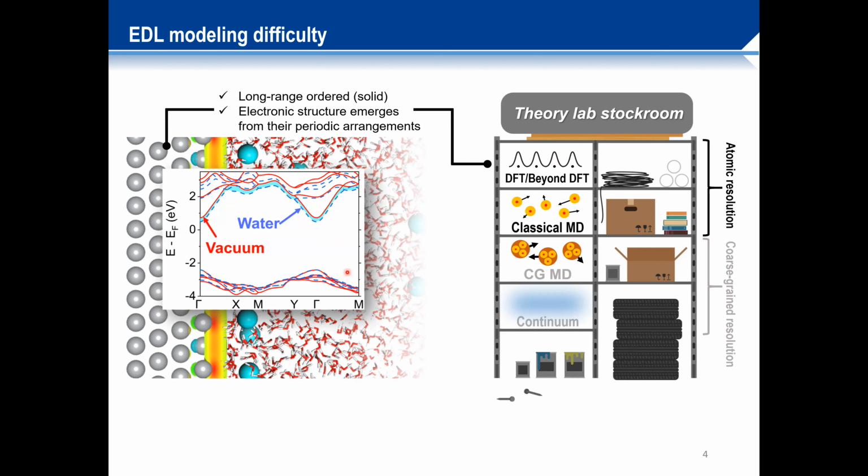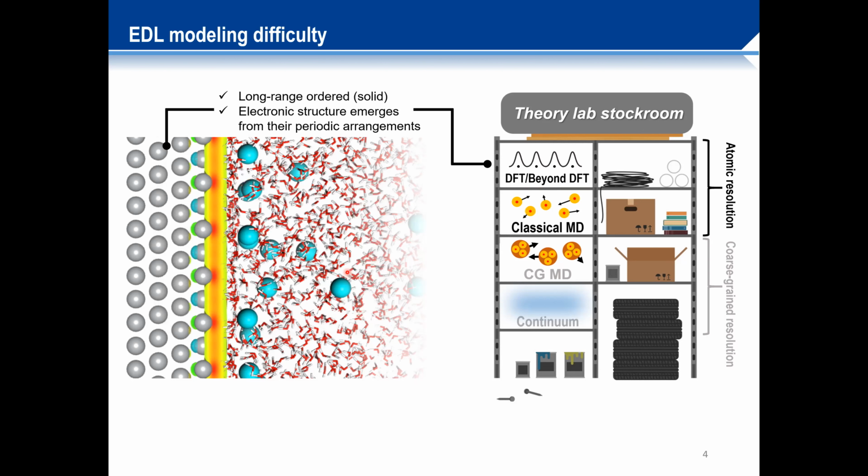Solid is theoretically defined as long-range ordered atoms, and they make a unique electronic structure like a band structure. And also, if we want to simulate an electrode, we need a way to put some extra electrons in or take some electrons out, which means we need an explicit treatment of these electrons, which means we need a quantum mechanical treatment, like the density functional theory.